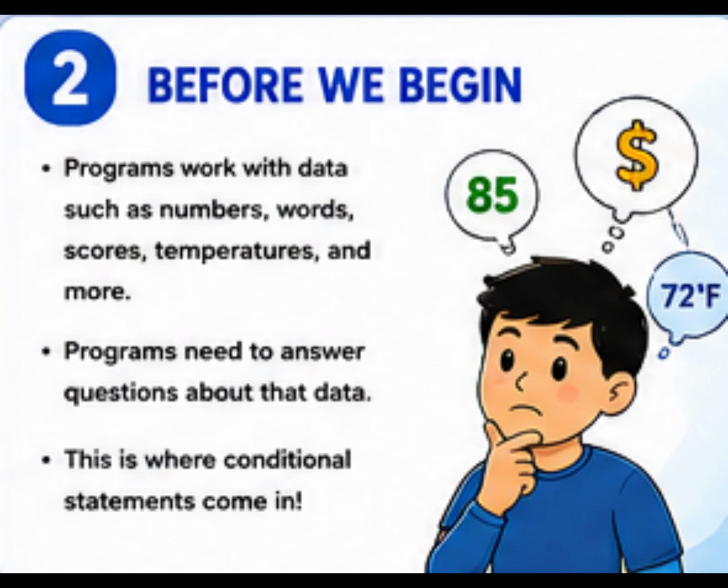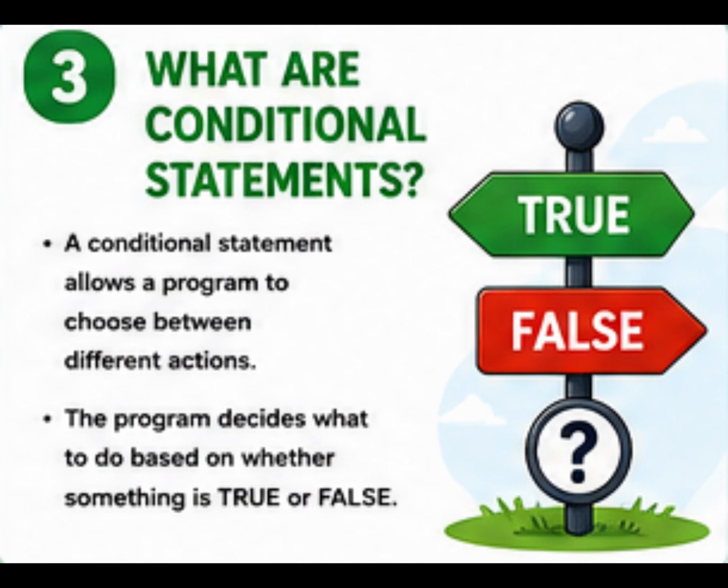Before computers can make decisions, they need information. Programs work with data such as numbers, words, scores, temperatures, and many other types of information. A program often needs to answer questions about that data. Is a score high enough to pass? Is a player still alive in a game? Is there enough money in an account? To answer questions like these, programs use conditional statements. A conditional statement allows a program to choose between different actions.